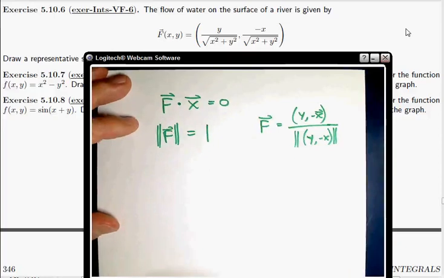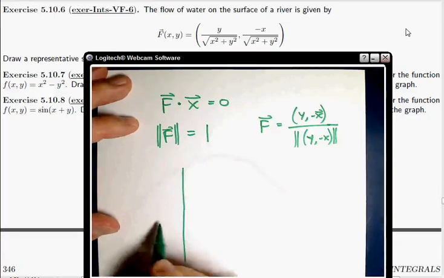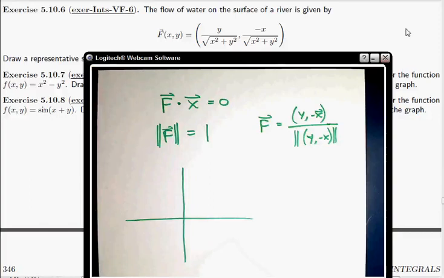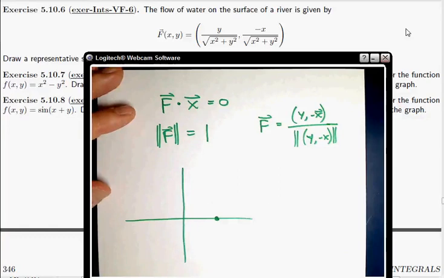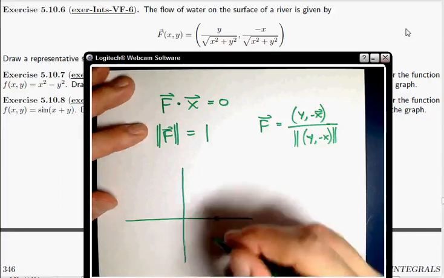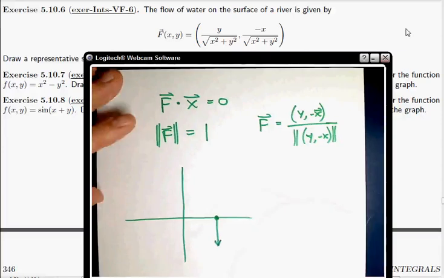When you start drawing the pictures, there are two different ways that this could be rotating around, and you have to get it straight which one's which. This point here, x is 1 and y is 0, so that gives you that vector.